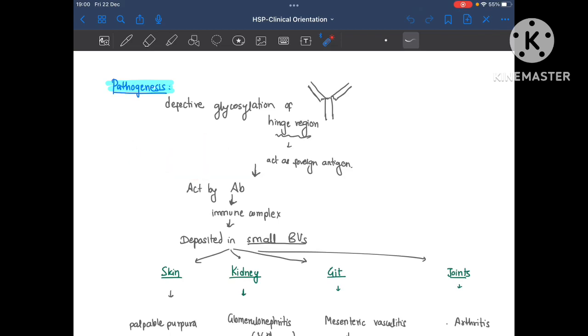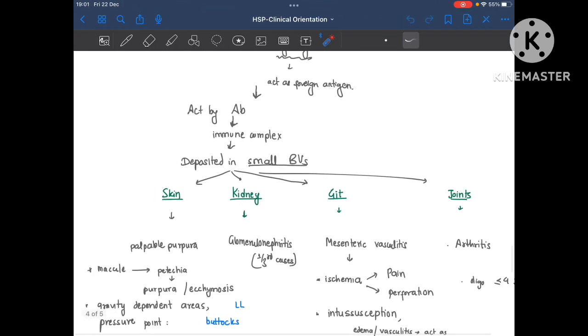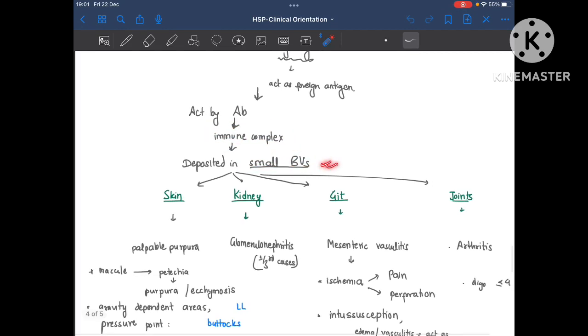So IgA acts as antigen and our body produces the autoantibody, right? They form the antigen antibody complex. This antigen antibody complex simply gets deposited. When it is deposited in the small blood vessels, there will be complement activation and an inflammation process going on, right?